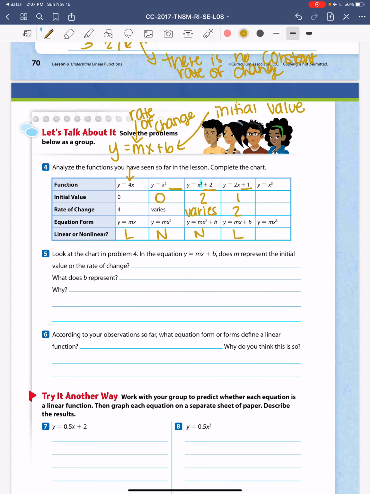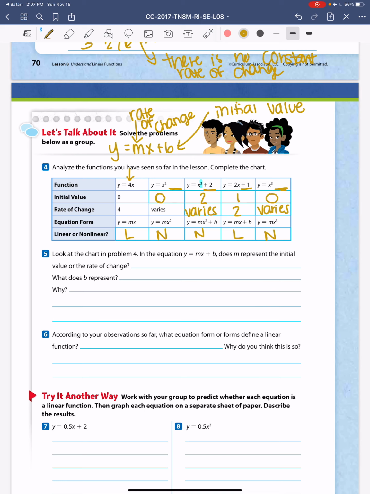And finally, y equals x cubed. So the initial value is going to be 0 because I don't have anything added or subtracted from our x, or input value. Our rate of change is also going to vary because x is raised to the third power. The equation form is y equals mx cubed, and that is non-linear.